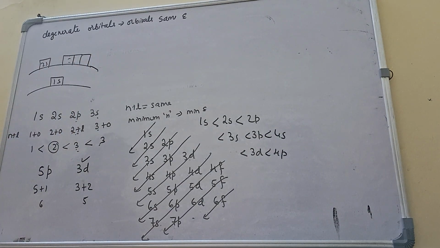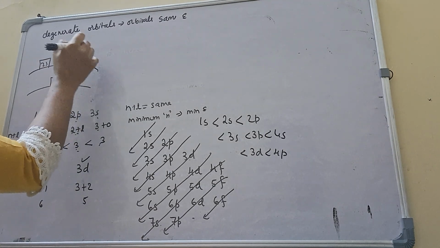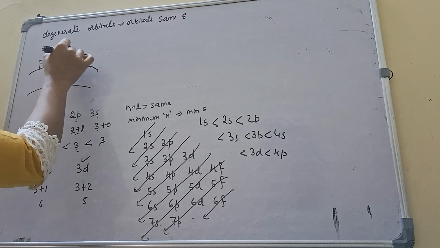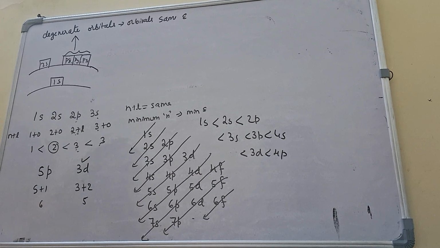For p, L is equal to 1, and M will be minus 1 to plus 1. So you had px, py and pz. All of them will have the same energy, and hence they are called degenerate orbitals. So if you want to give an example, you can write px, py, pz. You can write 2px, 2py, 2pz, 3px, 3py, 3pz.